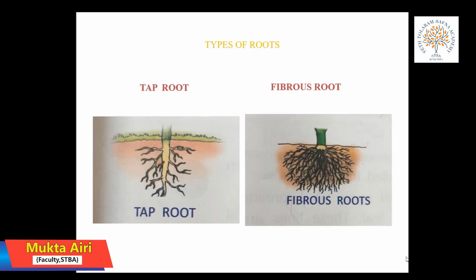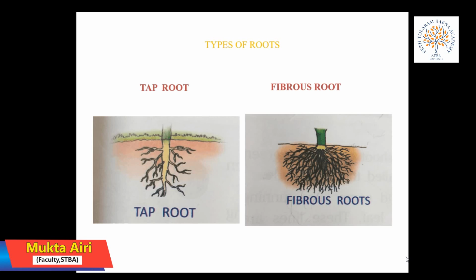First one is the taproot. The main root which grows in the middle from the base of the plant is called the taproot. Smaller roots called lateral roots grow out from the main root. The main taproot is thicker than the lateral roots. The tip of the main root is covered by a thimble-shaped root cap which protects it from damage caused by soil particles. Examples of taproots are radish, pea, rose, mustard, etc.